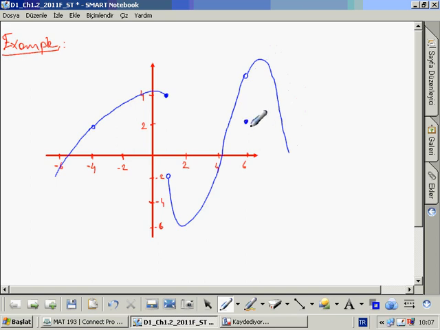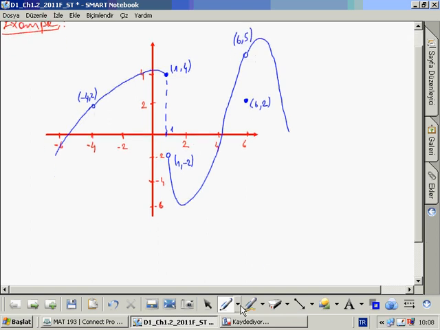This is our function, and this point is 6 comma 2, and this point is 1 comma 4, and this is the minus 4 comma 2, and this point is 1, and this point is 1 comma minus 2, right? And this point is 6 comma 5, and questions about the one-sided limits, okay?